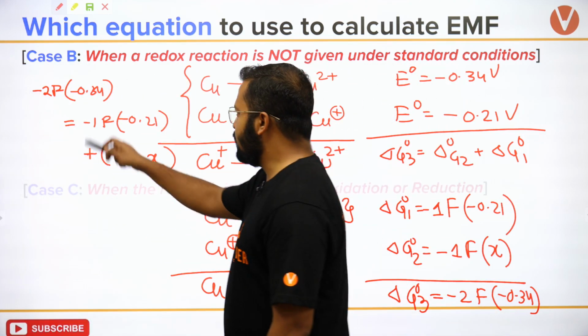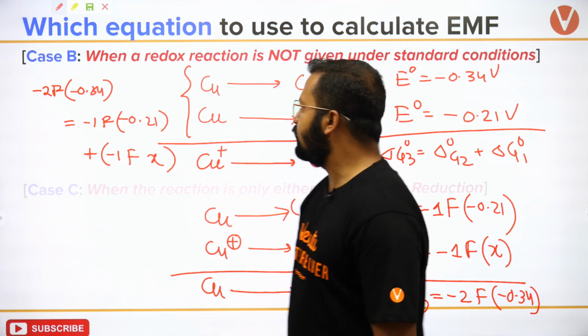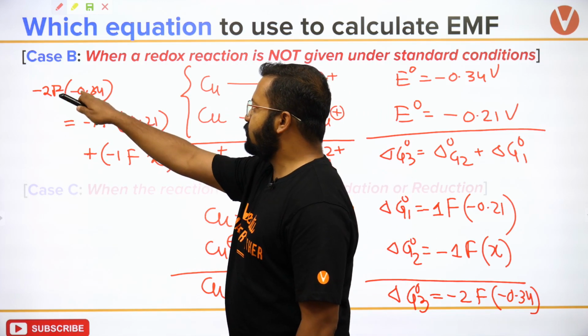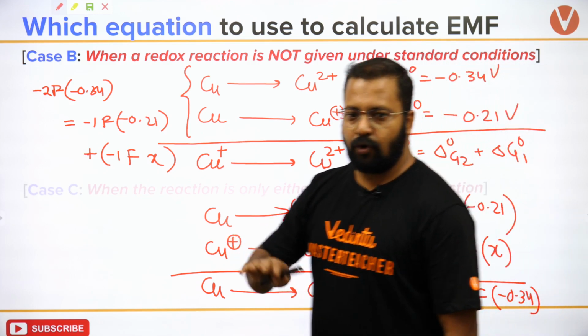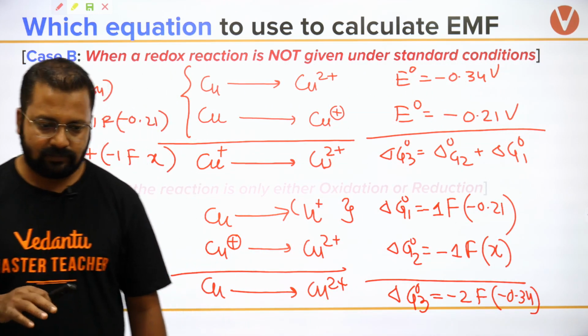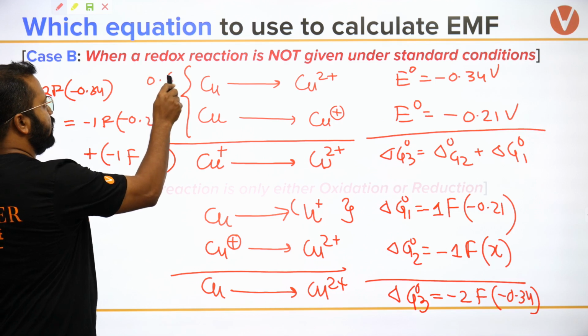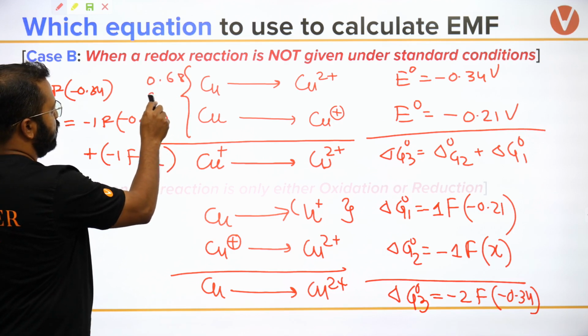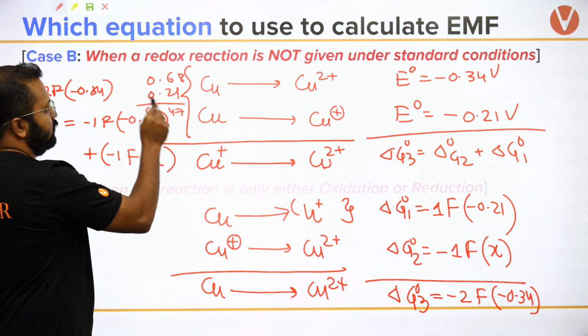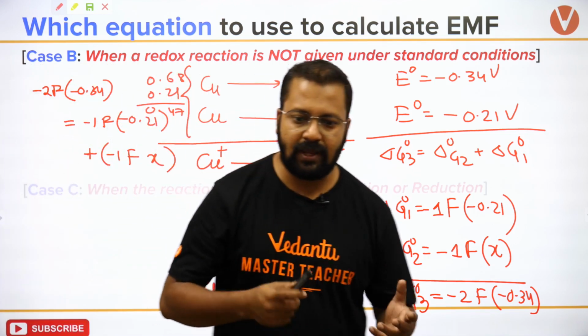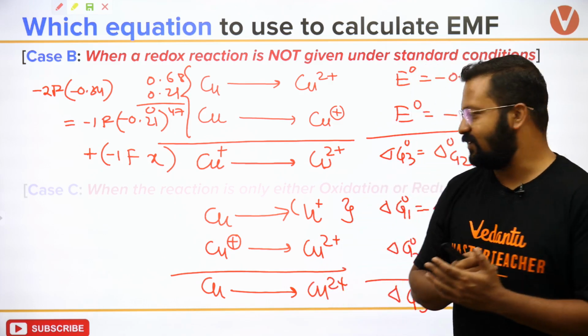So ये माइनस माइनस आप कैंसिल कर सकते हैं, F कैंसिल हो जाएगा. So 2 times 0.34, that will be 0.68 plus 0.21. 0.68 plus 0.21 कितना होना चाहिए? 0.68, 0.21, this one should be 0.47. Answer should be 0.47.